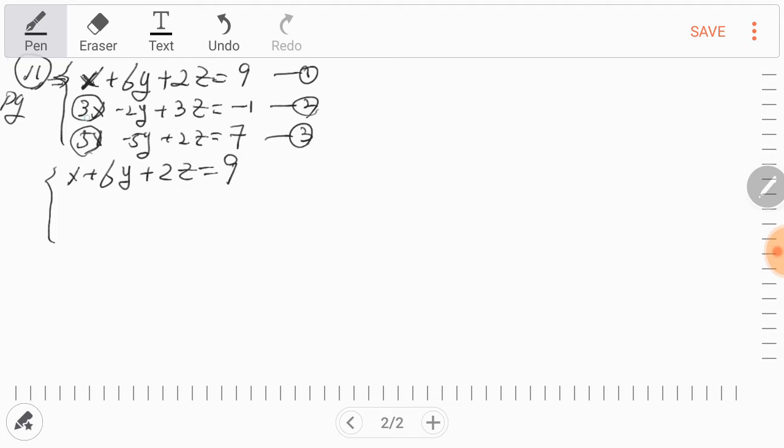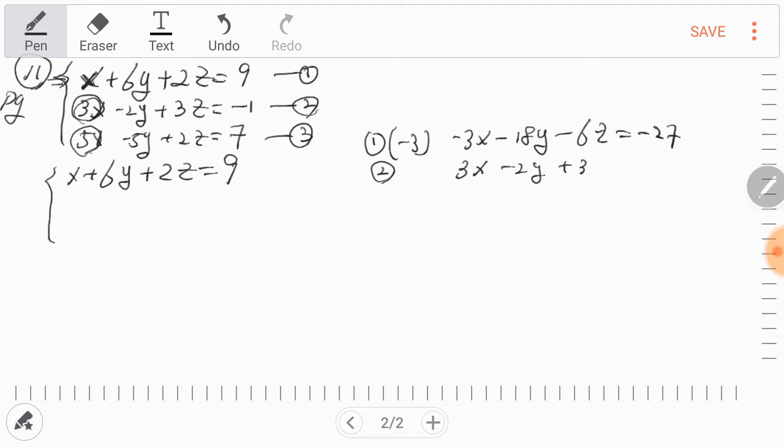Okay, in order to get rid of this 3x, multiply the first equation by -3. And then add this result to the second equation to replace the second equation. Then -3x minus 18y minus 6z equals -27. Okay, and then add this one to the second equation. The second equation is 3x minus 2y plus 3z equals -1.